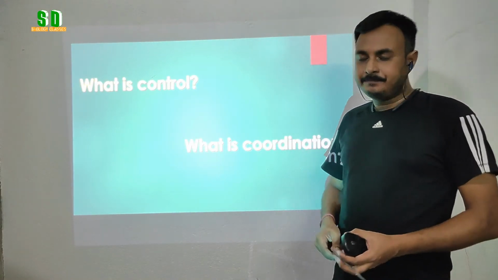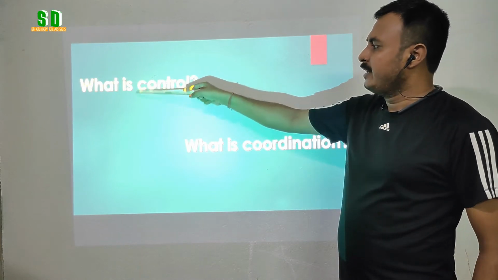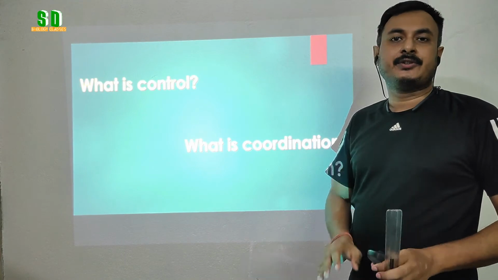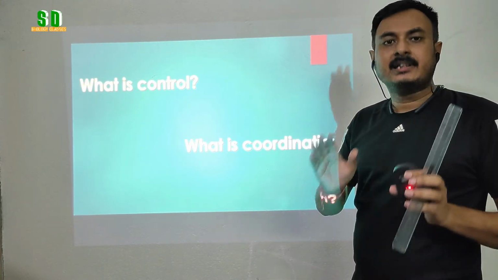So in a living body, control is very important because it plays a vital role to regulate the functions of various organs, glands, etc.